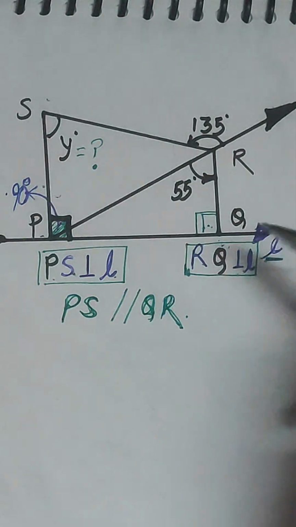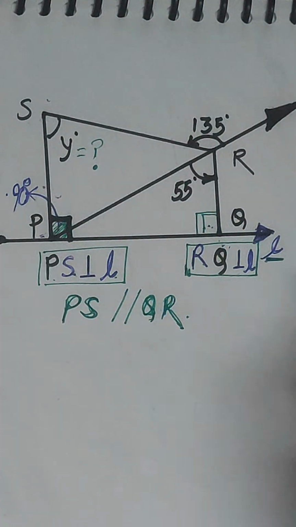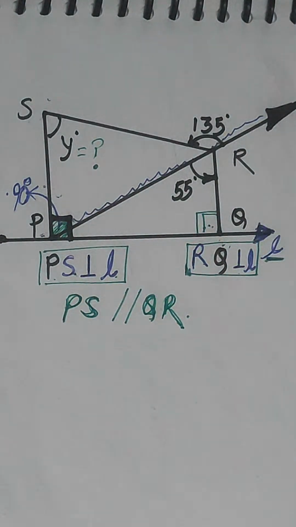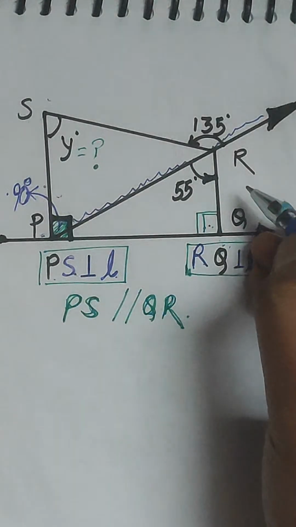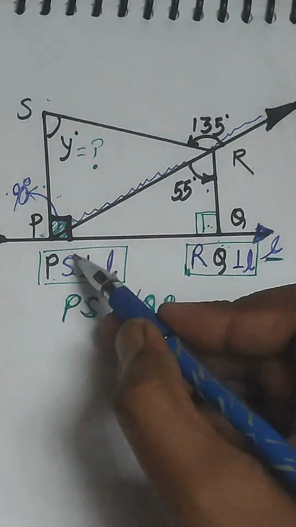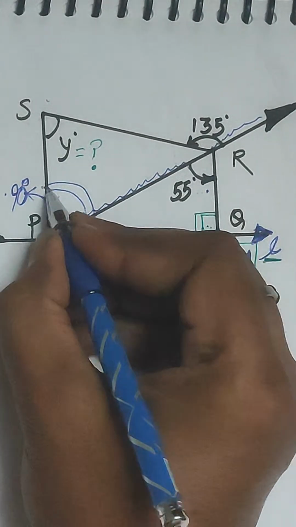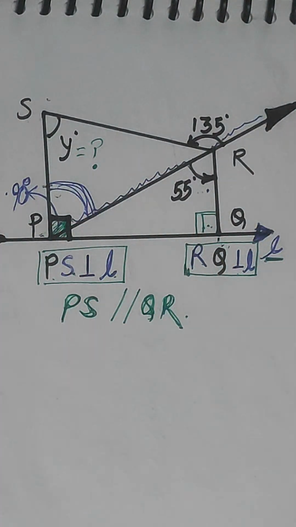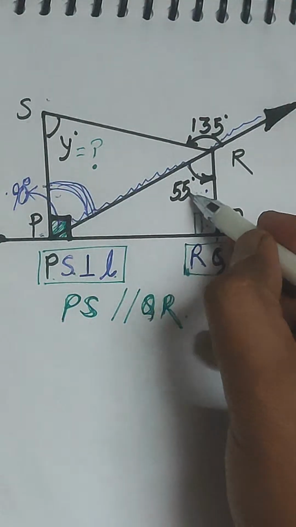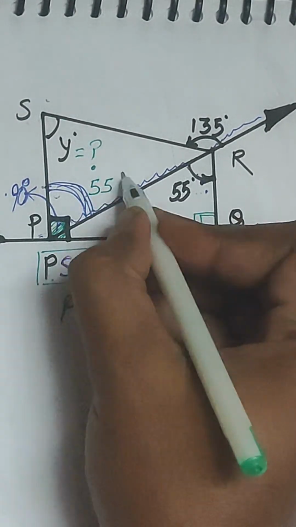Since PS and QR are parallel to each other, this line PR will be acting as a transversal. So whatever this angle, that is 55 degree, which is given to you, that is angle PRQ, that will be the value of this one. Why? Because these two lines are parallel to each other and this angle is 55 degree, and the angle alternate to this will also be equal to 55 degree.